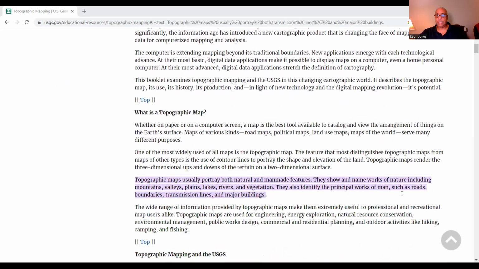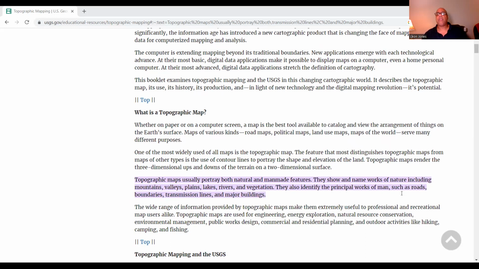Now, what is a topographical map? Well, whether on paper or on a computer screen, a map is the best tool available to catalog and review the arrangement of things on the Earth's surface. Maps of any kind, road maps, political maps, land use maps, maps of the world, serve many different purposes. But one of the most widely used of all maps is the topographical map.